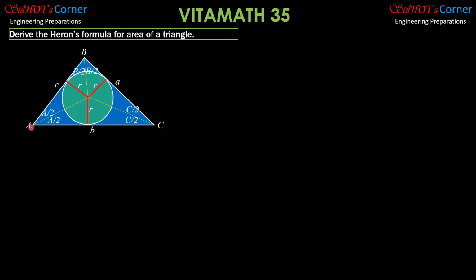And we call the distance from corner A, vertex A, to this foot of the radius perpendicular to side b as x. So this is b minus x, and that is also x. So this is b minus x, this is c minus x, that's b minus x. So the remaining side here is c minus x, c minus x. So from the figure, a is b minus x plus c minus x. And area of triangle is r times s. From the previous Vitamath problem, I also derived this formula.